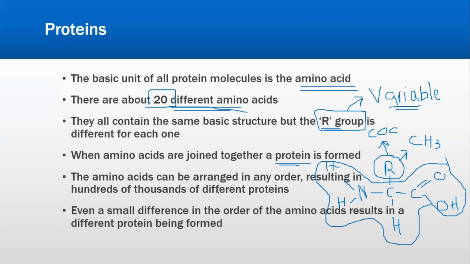Now the amino acids can be arranged in any order, resulting in hundreds of thousands of different proteins. Even a small difference in the order of the amino acid results in a different protein being formed. For example, आगे एक हम चीज पढ़ेंगे सिकल सेल एनीमिया. सिकल सेल एनीमिया में क्या होता था कि a red blood cell contains glutamic acid as one of its amino acid base sequence. But when that glutamic acid is replaced by another acid known as valine, valine क्या करता है? Valine distorts the shape of the red blood cell and turns it into a sickle cell.